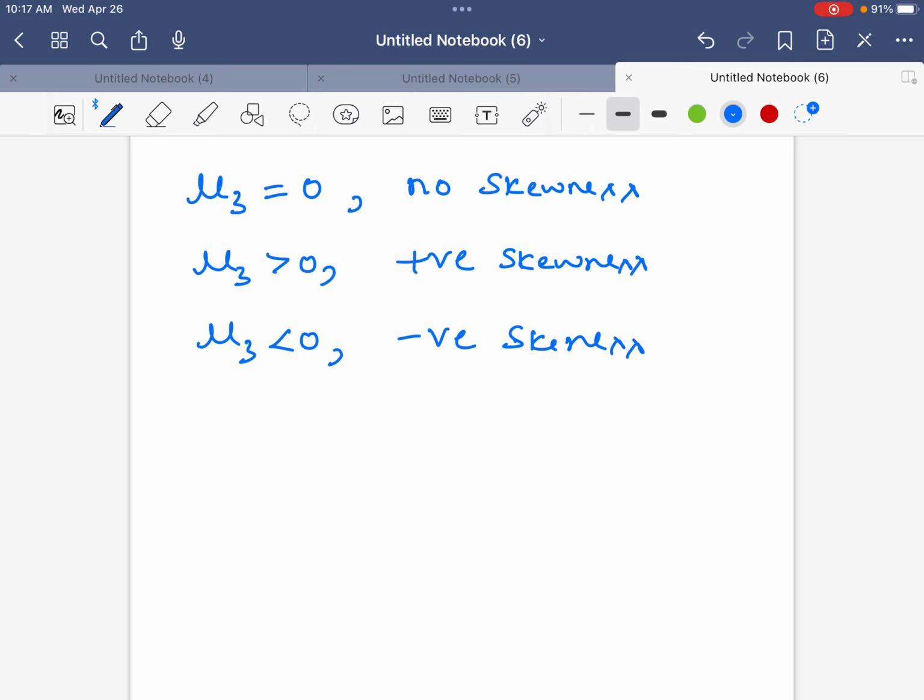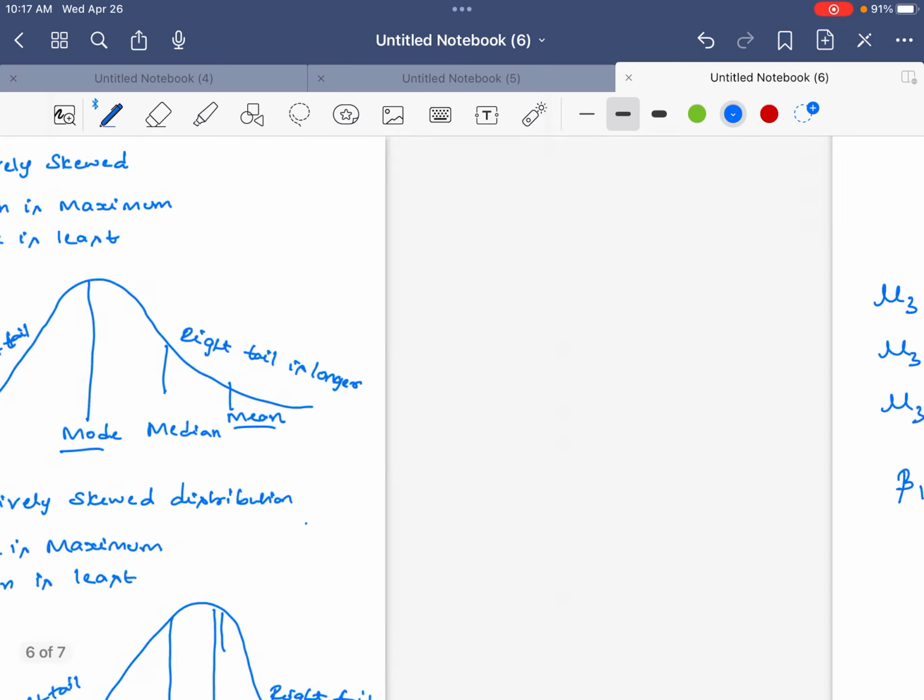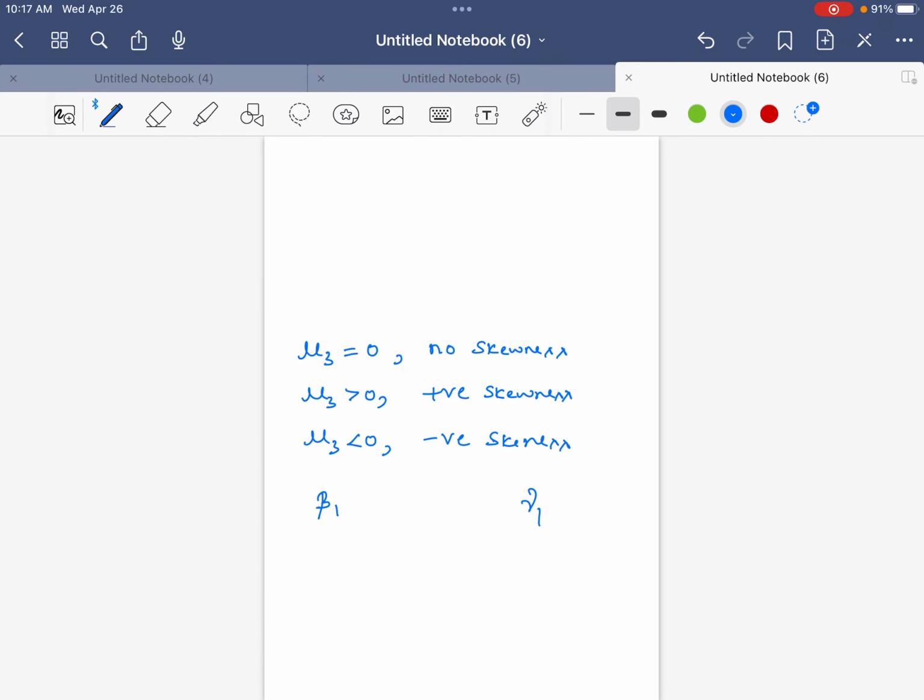as an absolute measure of skewness, we have two different coefficients of skewness. One we take as beta 1 and the other one we take as gamma 1. Beta 1 is defined as mu 3 square divided by mu 2 cube. That's the formula for beta 1. And gamma 1 is just the square root of beta 1, where we take a plus or minus sign. The sign of gamma 1 depends on mu 3. If mu 3 is positive, gamma 1 is positive. And if mu 3 is negative, the same sign will be taken for gamma 1.